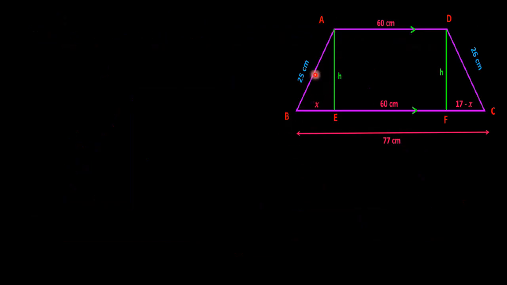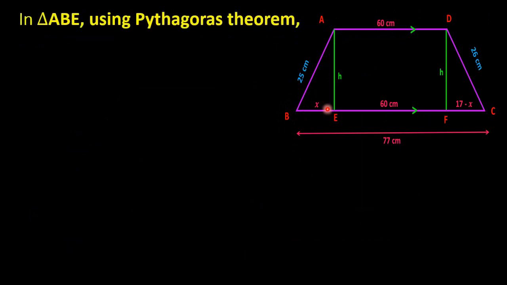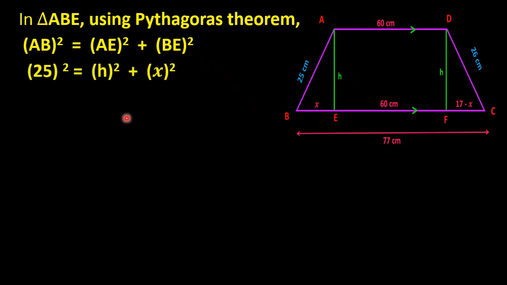Now in the triangle ABE, we apply the Pythagoras theorem, which states that hypotenuse square equals perpendicular square plus base square. Here our hypotenuse is AB, so AB square equals AE square, our perpendicular, plus BE square, our base. The value of AB is 25 cm, the value of AE is h, and the value of BE is x. So after replacing the values, we have 25 square equals h square plus x square.